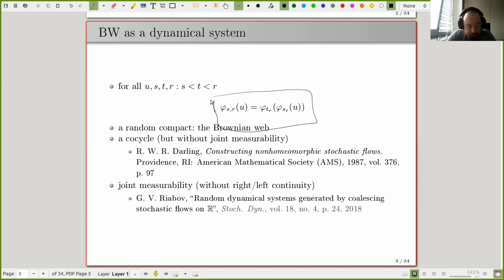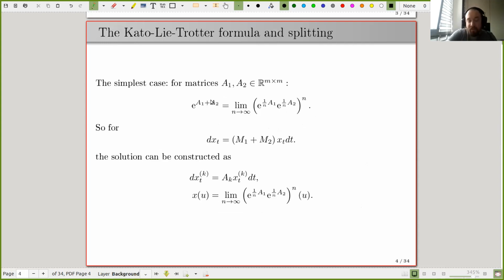Such attempts have been carried out for some time, and the last paper is due to Riabov, where he obtained the Brownian web as a jointly measurable mapping. However, right-left continuity with respect to the space variable is lost. Anyway, what we are going to discuss doesn't take into account such fine properties, because we still can think about the Brownian web as a family of random mappings of the real line.